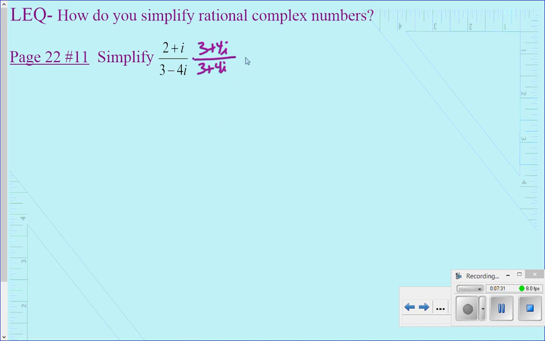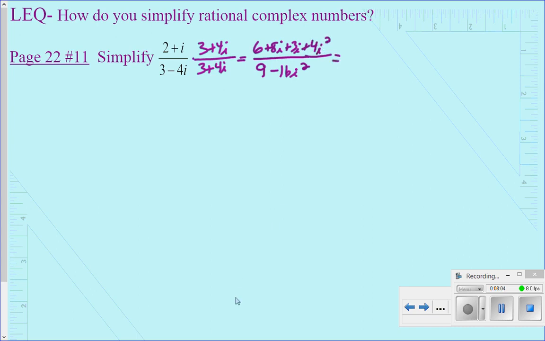So then in the denominator, remember, just first times first, which is 9, and last times last, which is negative 16i squared. But in the numerator, I have two binomials, and they're not complex conjugates. So I have to do first times first, outer times outer, inner times inner, and last times last. So 2 times 3 is 6. Outers, 4i times 2 is 8i. Inners, 3 times i, 3i. And last, 4i times i is 4i squared.